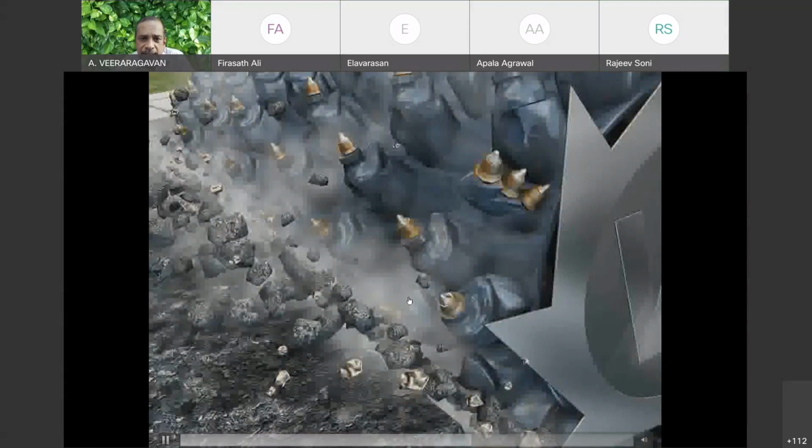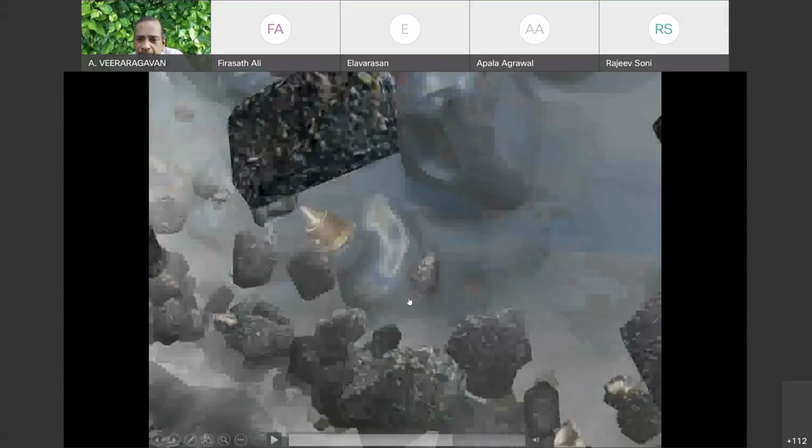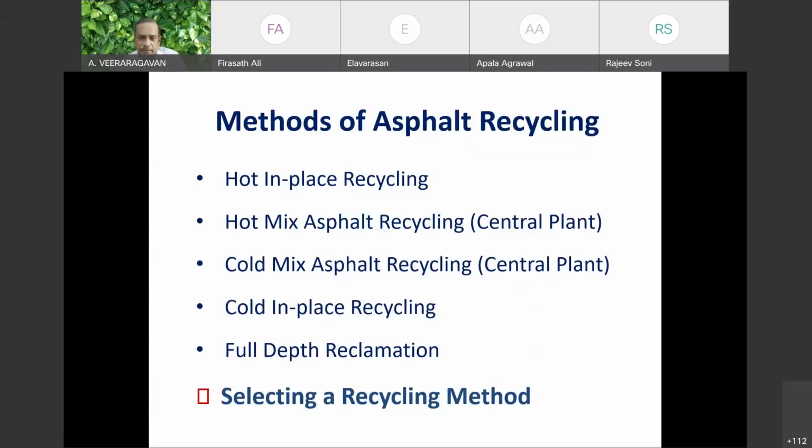You find that after you mill the material, you can reuse it again. There are different types of recycling again: hot recycling and cold recycling. In hot, you have in-place recycling or central plant recycling. In cold recycling, you have cold central plant recycling or cold in-place recycling. You can mill the entire material, and that is called full depth reclamation.